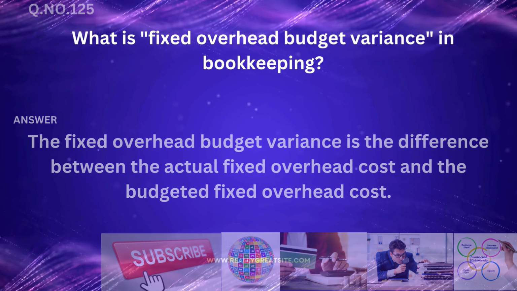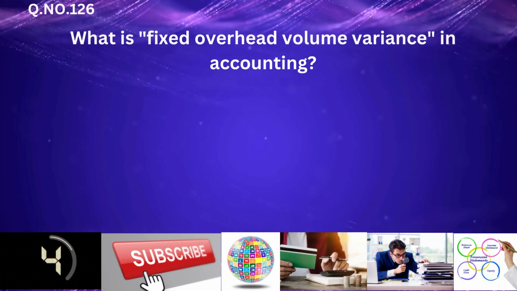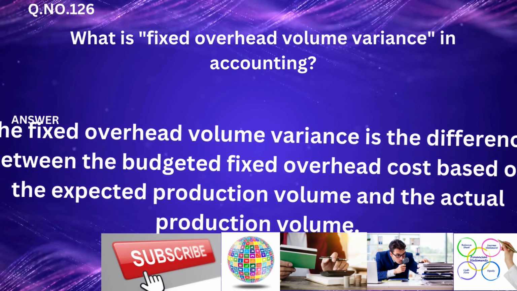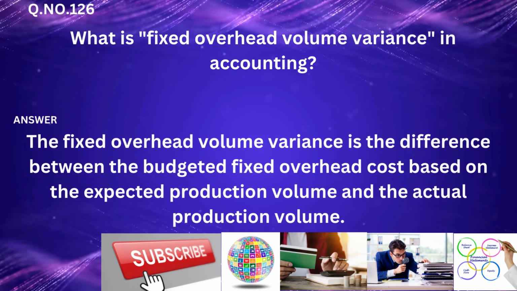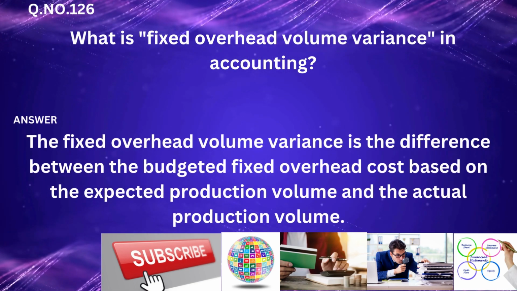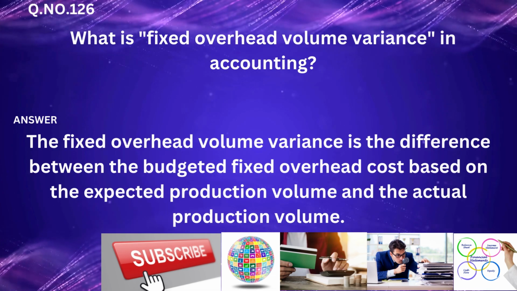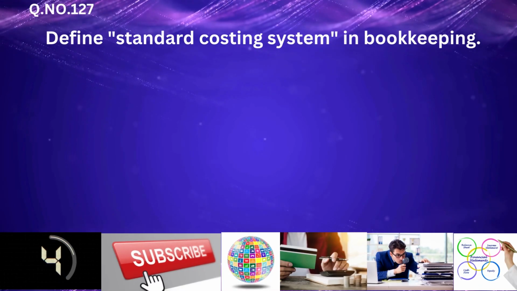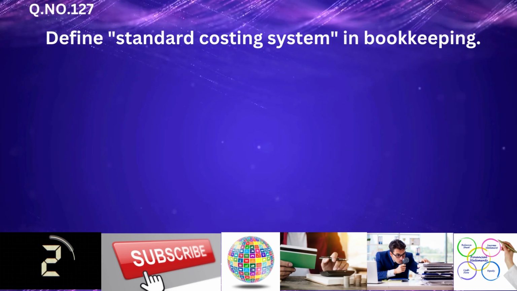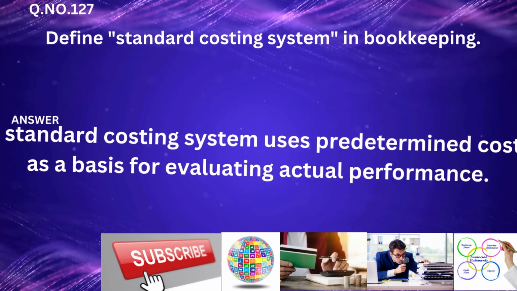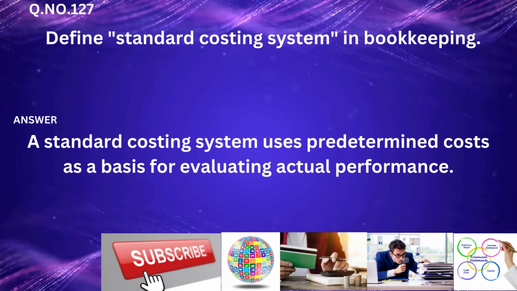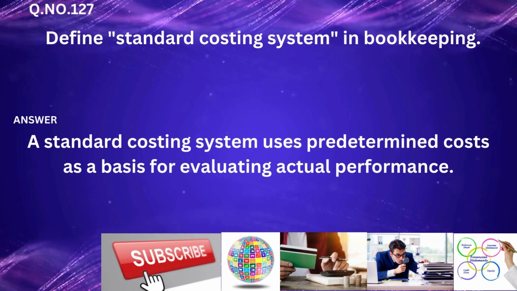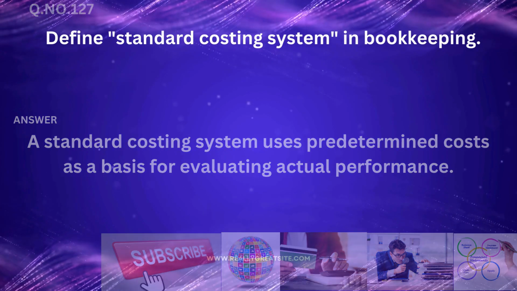Question 133. What is a standard cost card in bookkeeping? Answer: a standard cost card provides a detailed breakdown of the standard costs for producing a product or service. Question 134. Explain direct costing in accounting. Answer: direct costing, also known as variable costing, includes only variable production costs in the cost of goods sold.